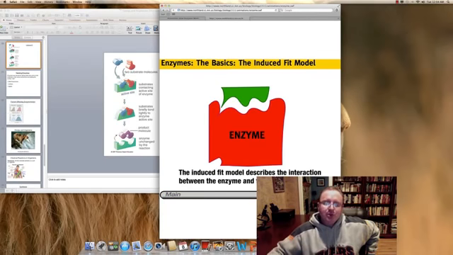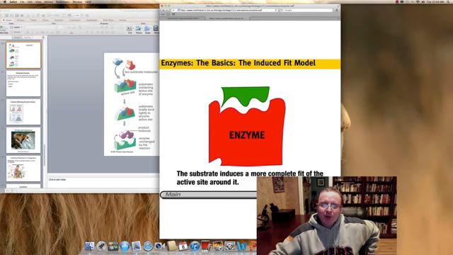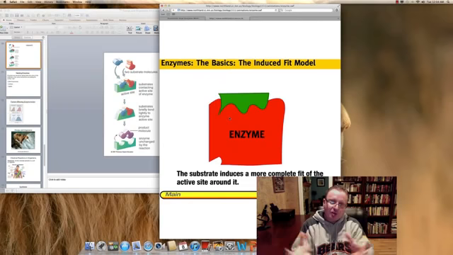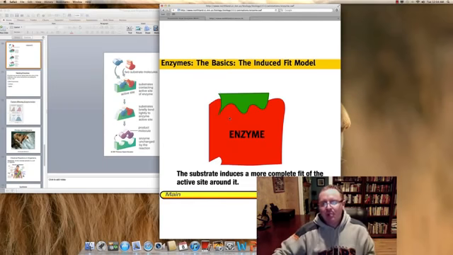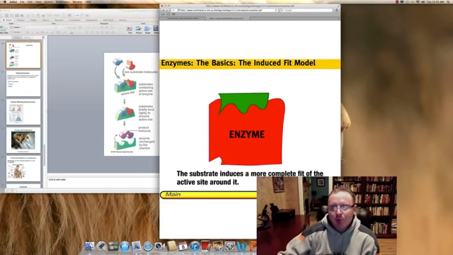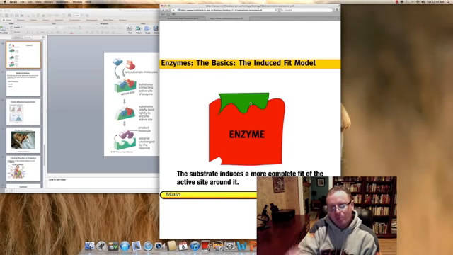All right, induced fit. If you notice here what's going on, the substrate induces a more complete fit of the active site around it. The enzyme seems to sort of shape itself around that particular substrate. And when it's doing that, that real tight fit that it has helps to either, again, break the bonds between the substrate or to facilitate the formation of those bonds.